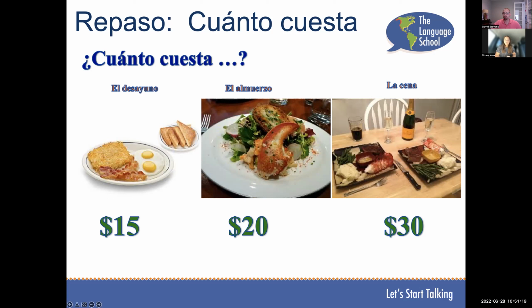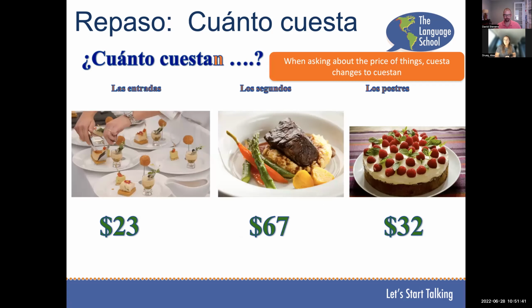¿Cuánto cuesta el almuerzo? El almuerzo y 20. ¿Cuánto cuesta la cena? La cena y 30. So you want to say la cena cuesta 30.